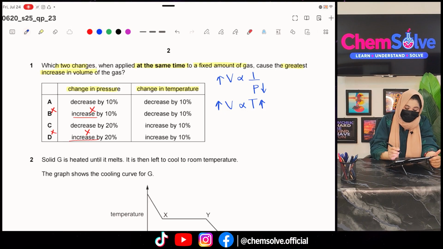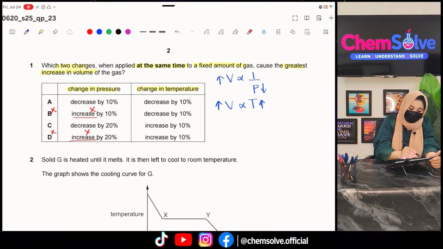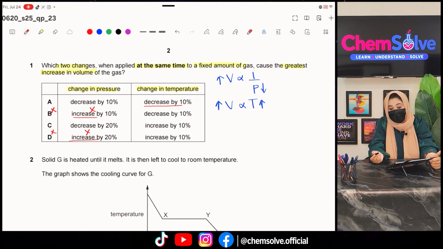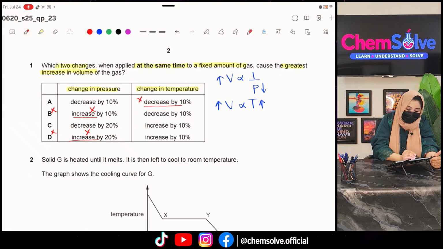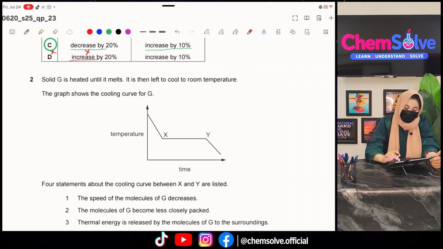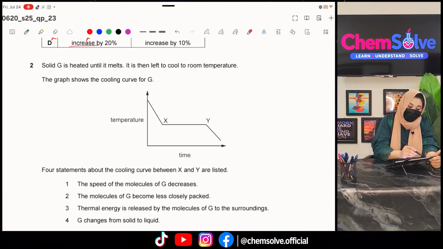So let's see option A. Option A says decrease the temperature, but we need to increase the temperature. So that's why this is not our option. We have to choose option C, which says decrease the pressure and increase the temperature. So C is my correct option. Now look at question number 2.